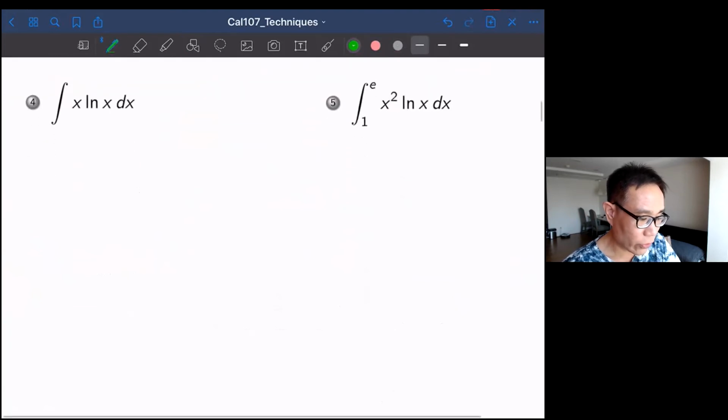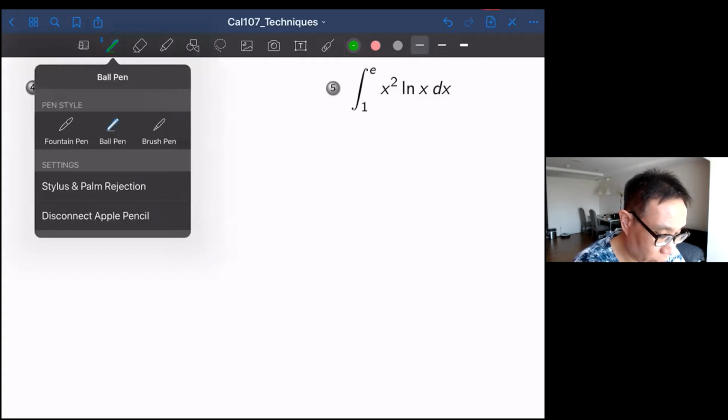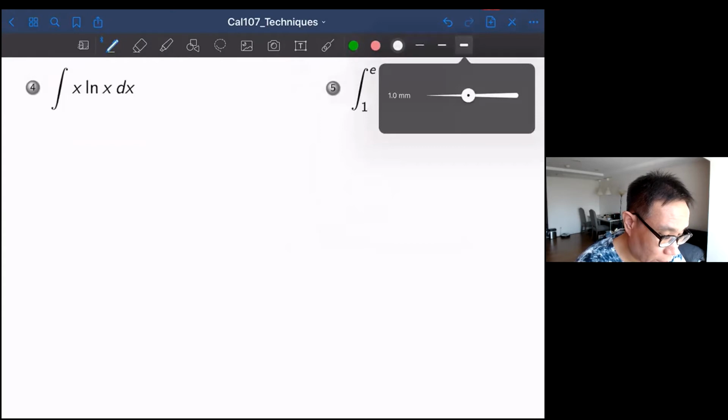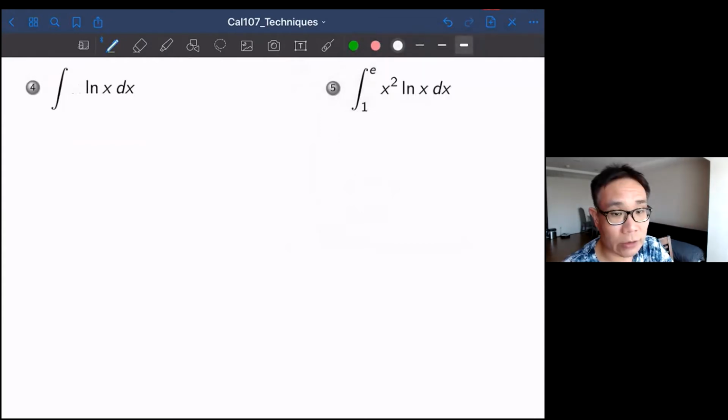The next two together are going to be the important ones. You would want to integrate x log x dx, and you would want to integrate from 1 to e of x squared log x dx. So let me first not integrate x log x. The approach that I like is to integrate just log x, not x times log x. Okay, so let me just integrate log x without x.